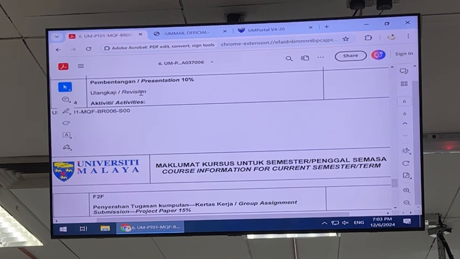Anything you want to ask me? Have you finished your group assignment? For the final exam, there's no need to run the EViews, just interpret based on the output.